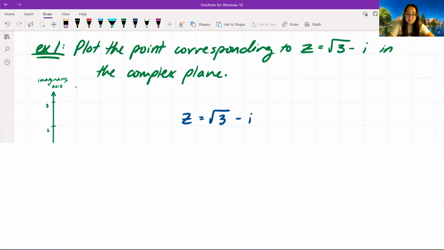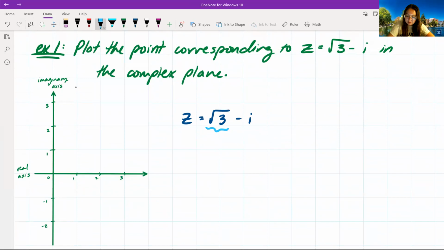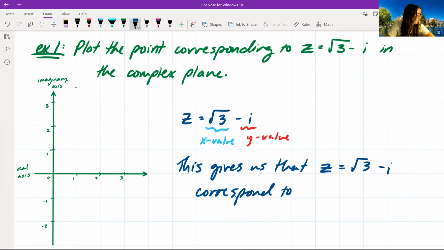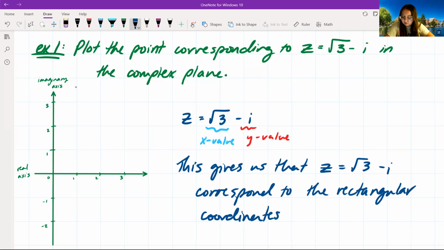So remember, the square root of 3 is our x value, and negative i is our y value. So this means that since z is equal to the square root of 3 minus i, it is going to correspond to the rectangular coordinates square root of 3, comma, negative 1.